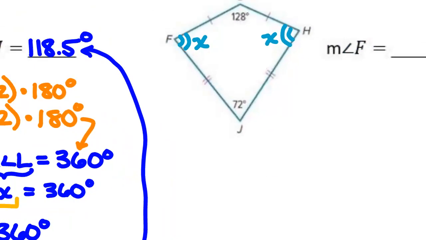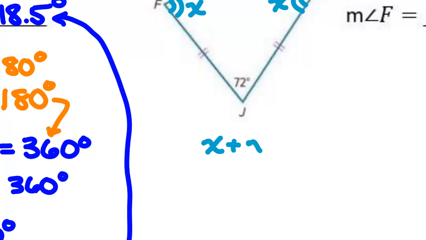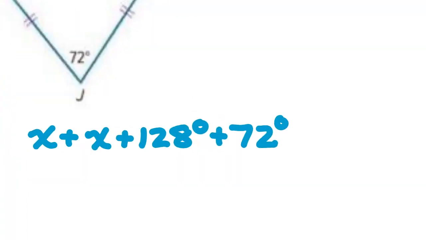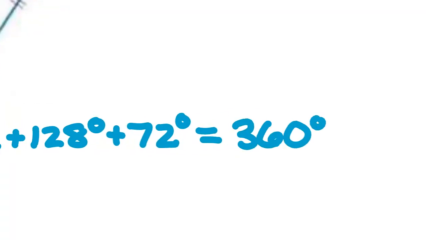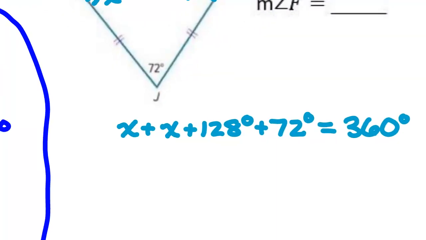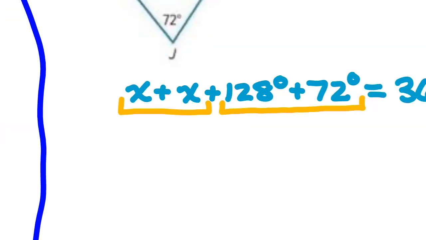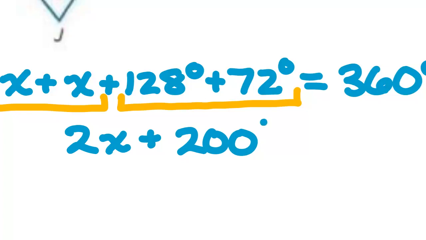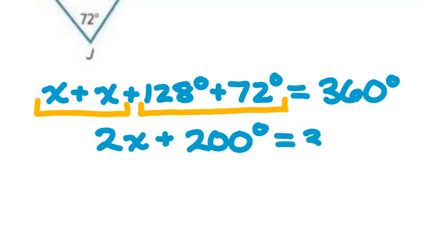And then I'm going to add all 4 of those angles together. So I'm going to add X plus 128 degrees plus 72 degrees. And I'm going to set that equal to how much? 360. So now I combine my like terms together. I've got 2 x's that need combining, and then 128 plus 72. X plus x gives me 2x. What is 128 plus 72? 200. So 2x plus 200 degrees equals 360 degrees.